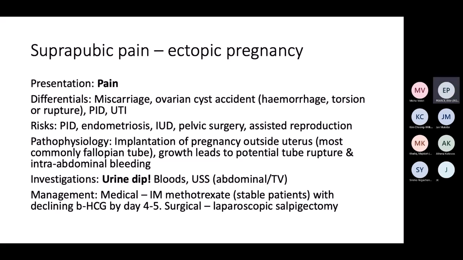Investigations: get the urine dip done. If it's negative, we can move on to other things. Bloods, and then an ultrasound, abdominal, and often transvaginal as well. Management for stable patients is IM methotrexate, and then repeating the HCG on day 4 to 5 to make sure that it's coming down and the pregnancy is ending.